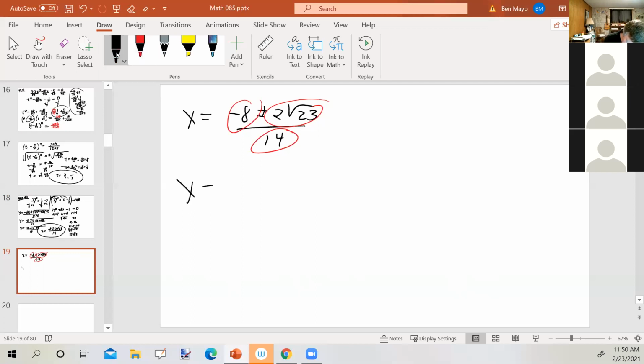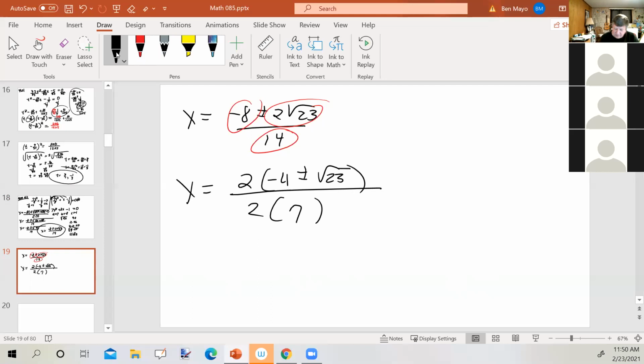And what I'm going to do, I'm going to factor a 2 out of the top, and I'm going to factor a 2 out of the bottom. So this is going to be -4 plus or minus the square root of 23 over 7. Okay, so here's your -8, and here's your 2 square roots of 23, and here's your 14. Then I can reduce that down. So I get that. Okay.